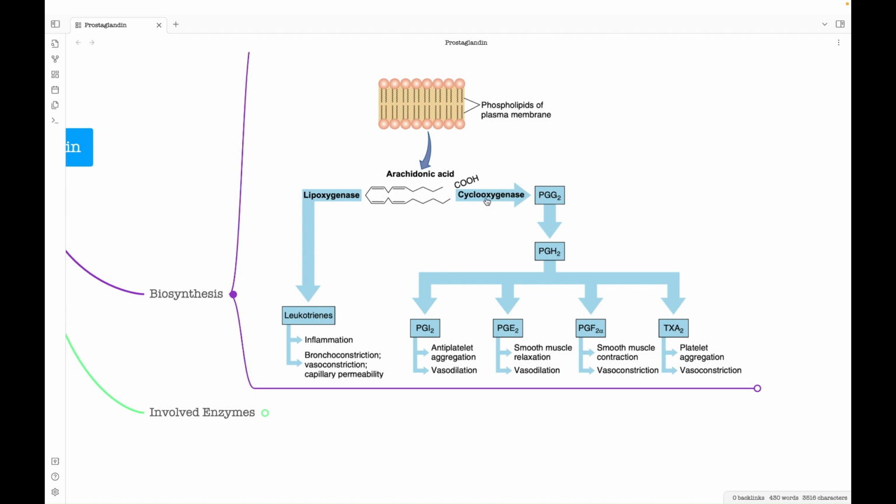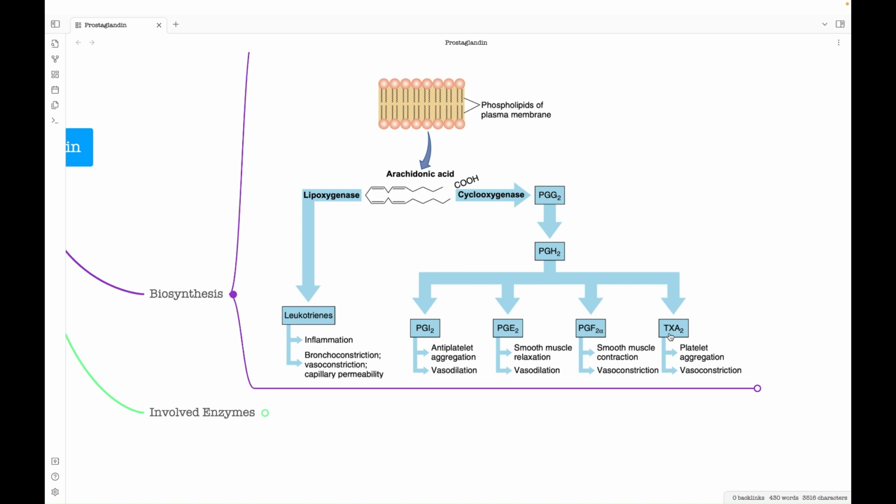Then if arachidonic acid is modified by cyclooxygenase, it can produce prostaglandin. The first produced prostaglandin is PGG2. The first P and G is for prostaglandin, and this is the subtype G2. From this prostaglandin G2, first it will produce PGH2, prostaglandin H2, and from this prostaglandin H2, 4 different types of prostaglandins will be produced. First one is PGI2, second one is PGE2, third one is PGF2 alpha, and last one is TXA2 or thromboxane A2.